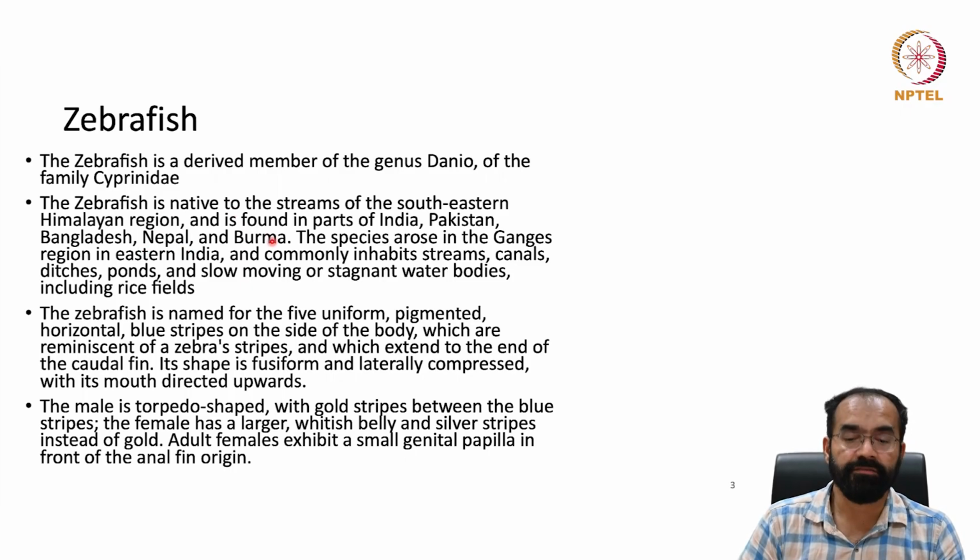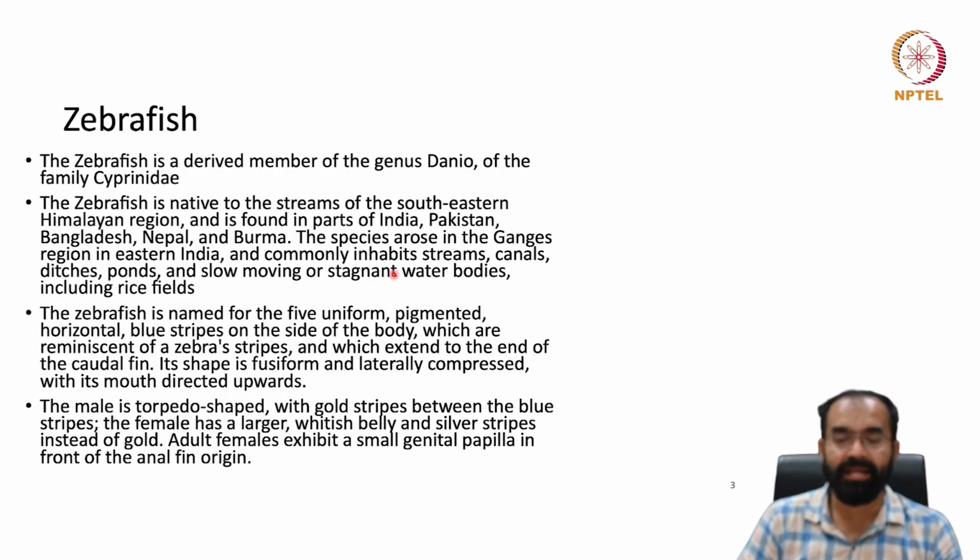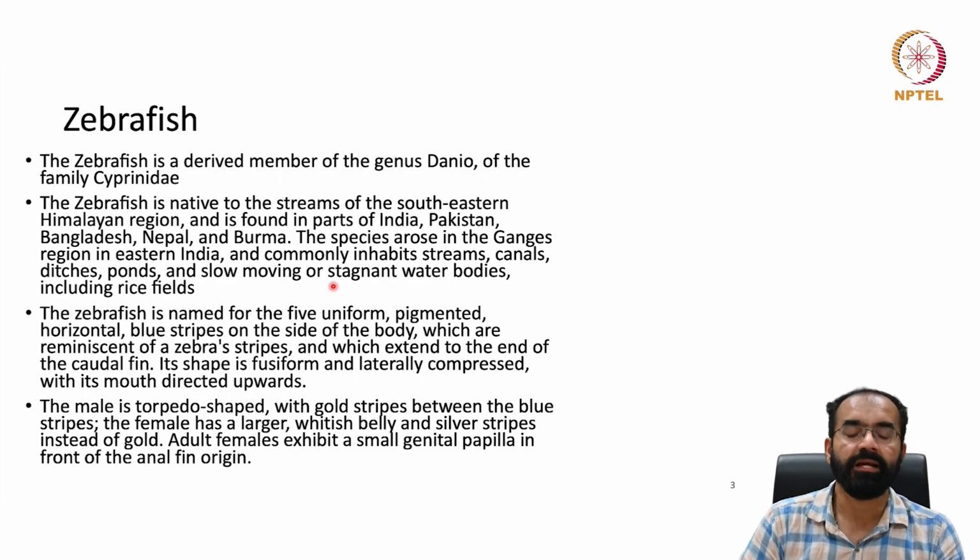So zebrafish is native to the streams of the southeastern Himalayan region and is found in parts of India, Pakistan, Bangladesh, Nepal, and Burma. The species arose in the river Ganges and in eastern India, and commonly inhabits streams, canals, ditches, ponds, and can also live in stagnant water bodies and even in rice paddy fields, etc. Its ability to grow in diverse water habitats is well known. It's a freshwater fish, and hence it can be easily maintained in laboratory conditions.